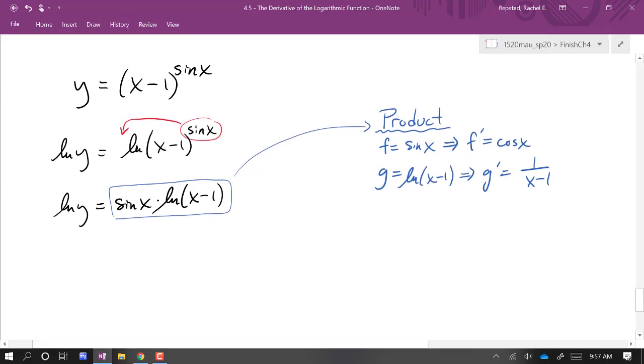So putting together the derivative, on the left side, we have ln y. So on the left side, when I take the derivative, I'm going to get 1 over y dy dx. On the right side, the product rule, g times f prime, that is cosine x times ln of x minus 1, plus f g prime, that is sine x times 1 over x minus 1.